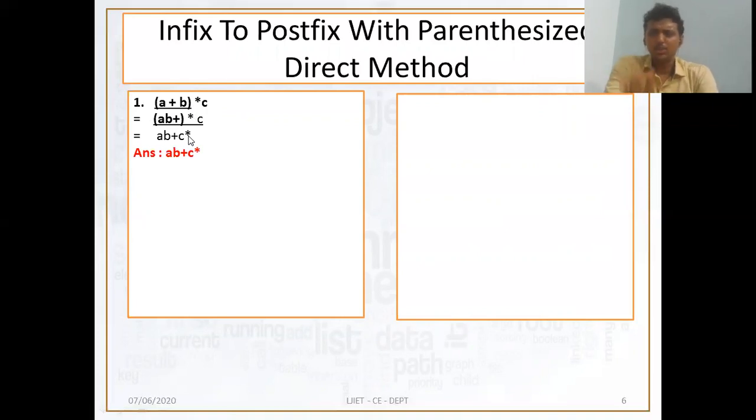Okay, so isn't it easy? It is the same as infix to postfix without the parenthesis method, but the only rule here is that we need to solve the inner bracket first. Okay, make it clear.